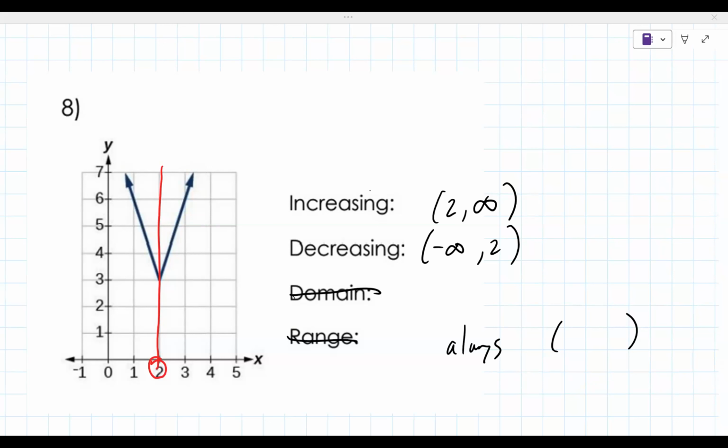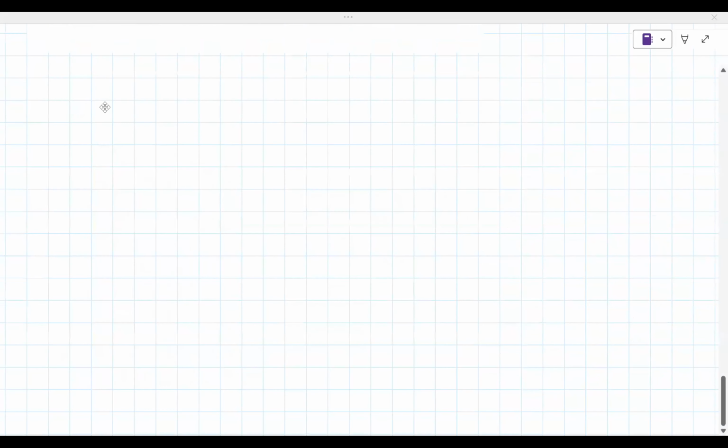Okay, now let's look at the next one here together. Number 9, then we'll come back and do domain and range for all of them. But it's always good to do a few in a row of just the one type and not mix in too many things here.